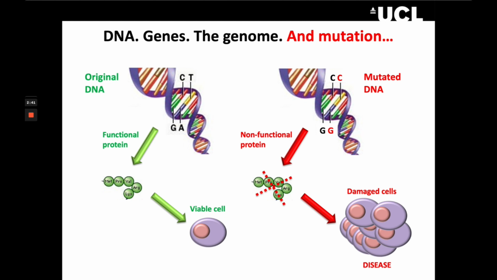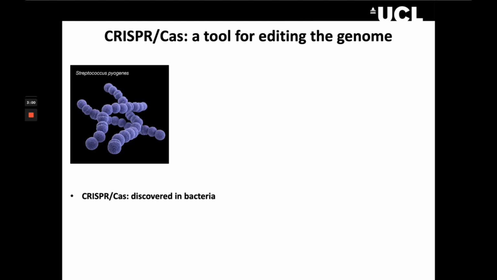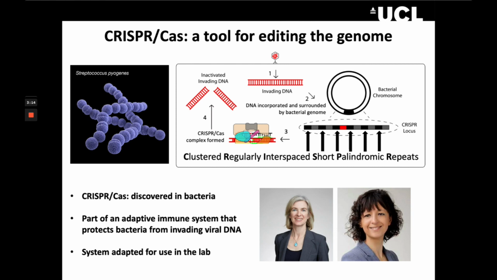Now, scientists can determine what mutations cause disease and what changes to make to ameliorate these conditions, and that's where CRISPR comes in. Now, the CRISPR-Cas system is a tool that scientists can use to edit or change DNA within a genome. CRISPR-Cas was discovered in bacteria and is part of an inbuilt immune system that protects bacteria from invading viral DNA. Now, this bacterial immune system was adapted for use in the lab by a number of scientists, including recent Nobel Prize winners and all-round science queens, Jennifer Doudna and Emmanuelle Charpentier.